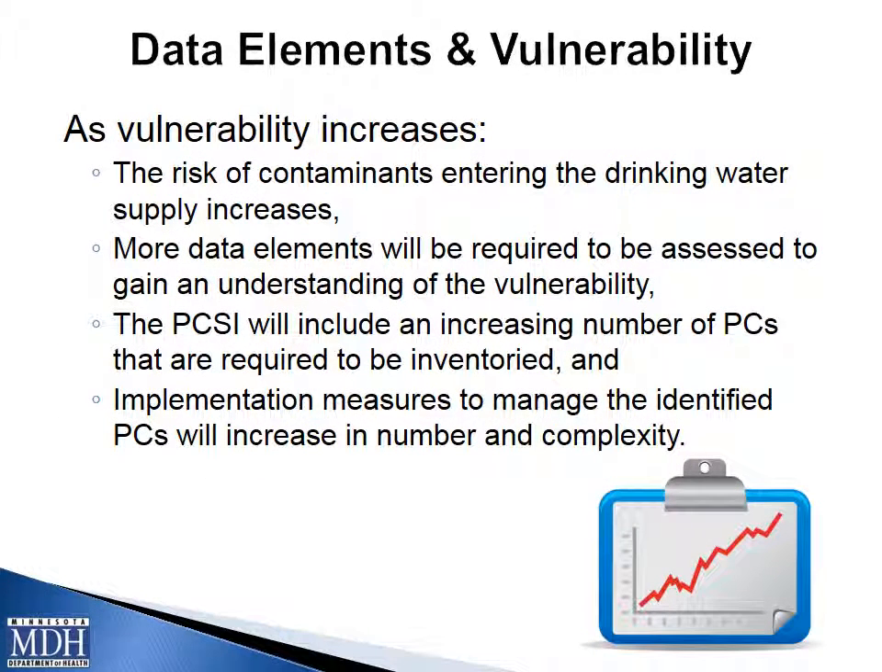Data elements are foundational to assessing the vulnerability of a drinking water supply and providing direction to protecting that supply from contamination. In general, as vulnerability increases, there is a greater risk of contaminants being introduced into the drinking water supply, and a greater number of data elements will require assessment to gain a scientifically based understanding of the vulnerability. Higher vulnerability settings will also require inventorying and documenting increasing numbers of potential contaminants, and the amount and complexity of implementation measures to address those contaminants will realize corresponding increases.